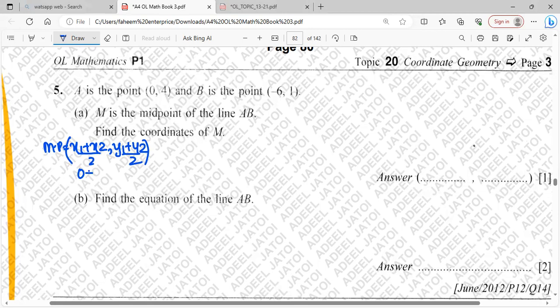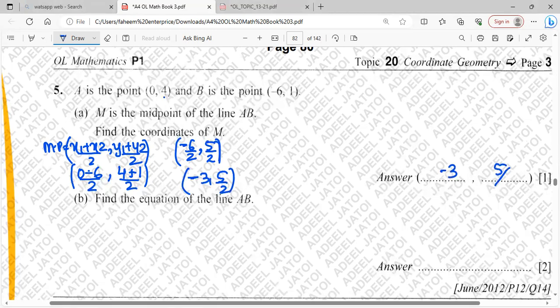So this is (0 minus 6) upon 2. Because obviously if this is minus, plus minus will become minus. Whereas (4 plus 1) upon 2. Your y1 is 4. Your y2 is 1. Can I say minus 6 upon 2, comma 5 upon 2, and then minus 6 upon 2 will become minus 3, comma 5 upon 2. So your midpoint is (-3, 5 upon 2), using the formula (x1 plus x2) upon 2, comma (y1 plus y2) upon 2.